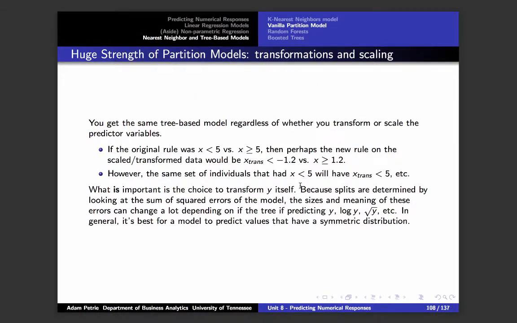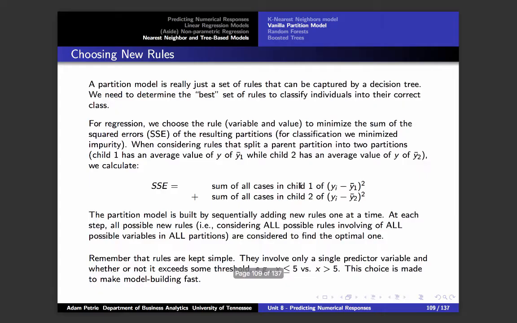Another huge strength is that unlike nearest neighbors, unlike regularized regression or linear regression, the vanilla form, we don't have to worry about transforming variables, and we don't have to worry about scaling the variables to have a mean of 0 and a standard deviation of 1. We get the exact same tree out with the raw data that we would have if we had taken logarithms, or if we had scaled everything to have a mean of 0, a standard deviation of 1. We like models where the fewer things we have to do with the data, the better, and tree-based models all have this property. Another huge, huge advantage.